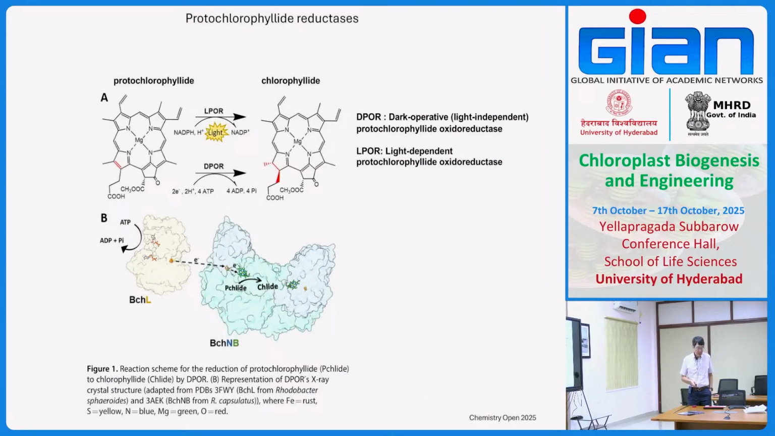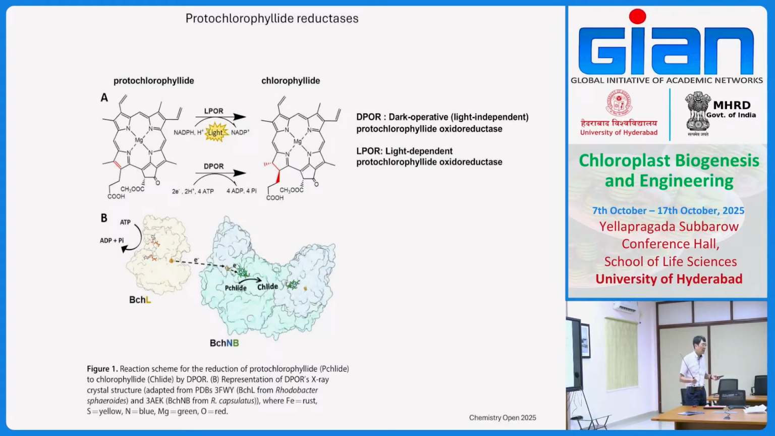The reason why plants grown under dark conditions become etiolated is that one of the steps of chlorophyll biosynthesis is light dependent. Protochlorophyllide is converted to chlorophyllide by protochlorophyllide oxidoreductase.